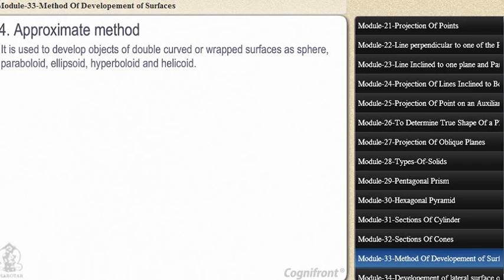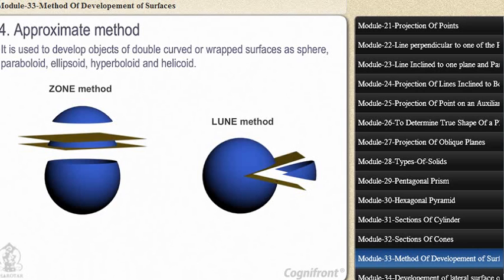4. Approximate method. It is used to develop objects of double curved or warped surfaces as sphere, paraboloid, ellipsoid, hyperboloid and helicoid. As an example, let us develop the surface of a sphere. The surface of a sphere can be approximately developed by dividing it into a number of parts. The division may be made in two different ways. 1. In zones and 2. In lunes.